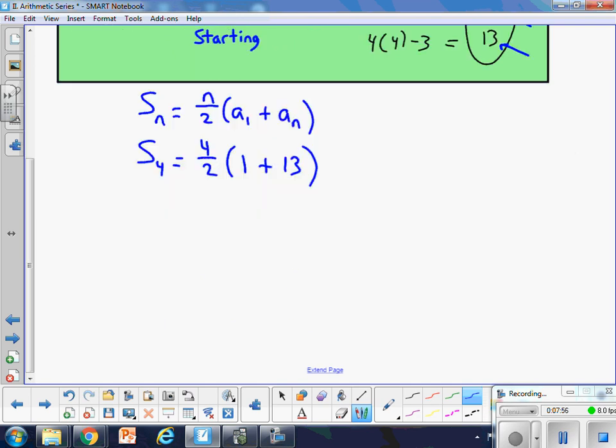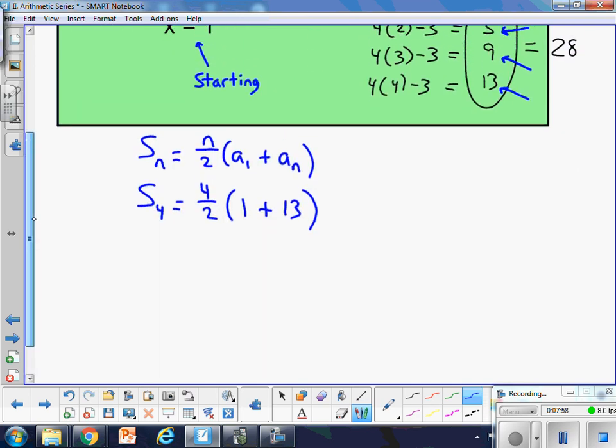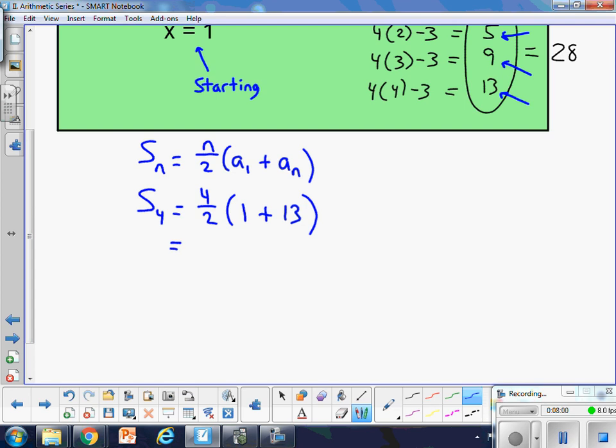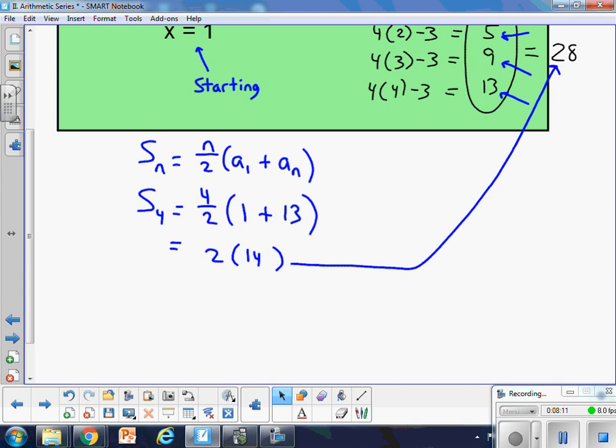And we should verify algebraically that this is going to get us 28 as well, right? Because 4 over 2 is 2. The 1 plus 13, of course, is 14. And 2 times 14 definitely gets us the same sum we got before. Okay, so remember, to use the formula, all we really needed was that first term and the last term.